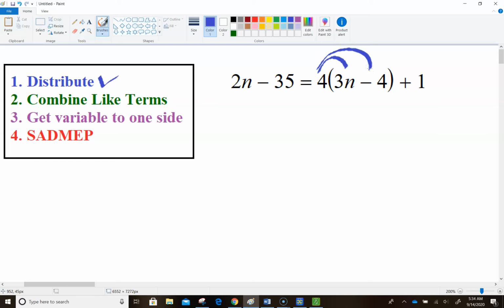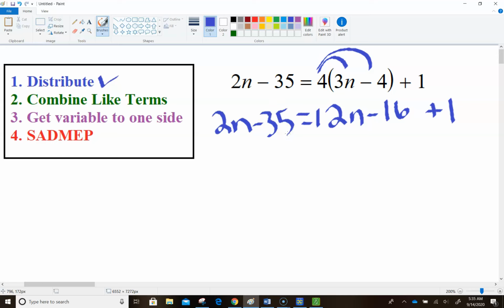So I can distribute the 4 to both of those terms, and that's going to give me 12n minus 16. And I'll bring everything else in the equation down. I still have this plus 1 over here, and I still have 2n minus 35 over here. Okay, so all I've done is distribute.